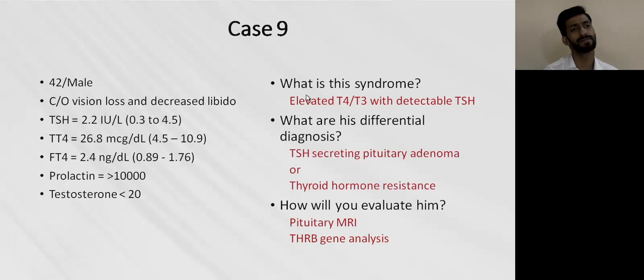How will you evaluate him? I will first do an MRI to look for a pituitary adenoma, which I think is what this gentleman will finally have, seeing his prolactin levels. If that is negative, then I will look for thyroid hormone resistance by doing a thyroid hormone receptor binding gene analysis. It's a mutation causing resistance. That's the most common cause of it.